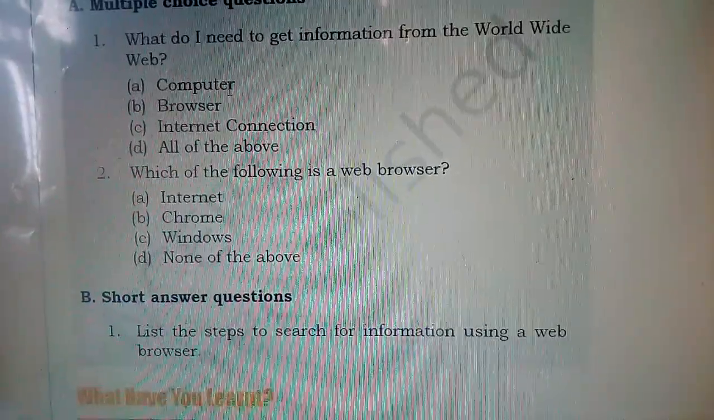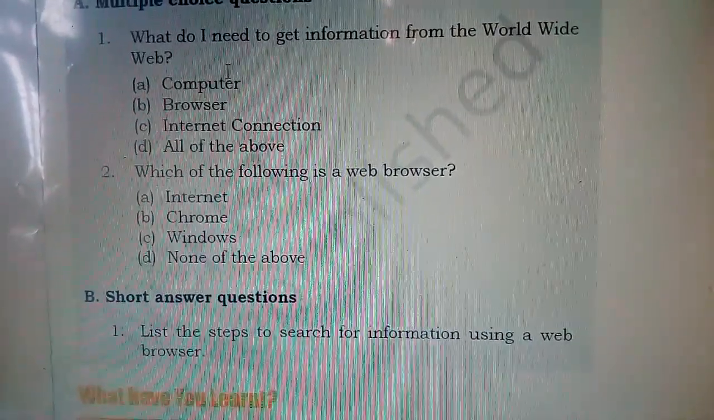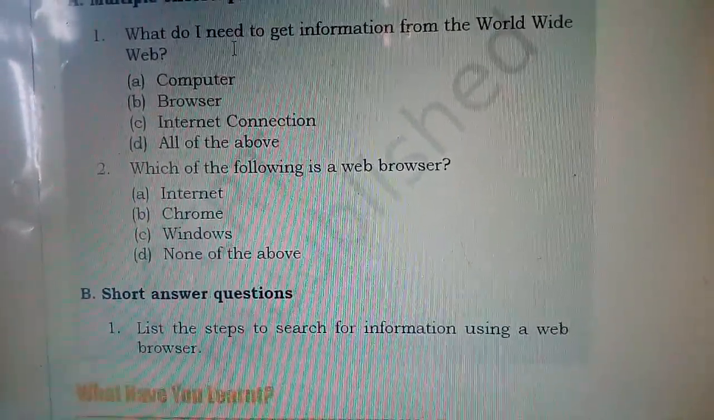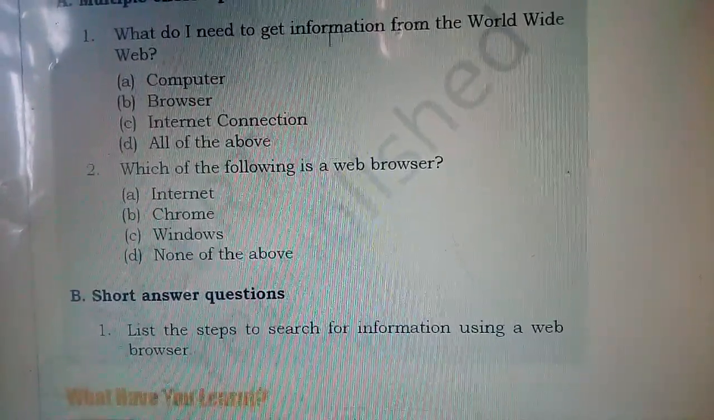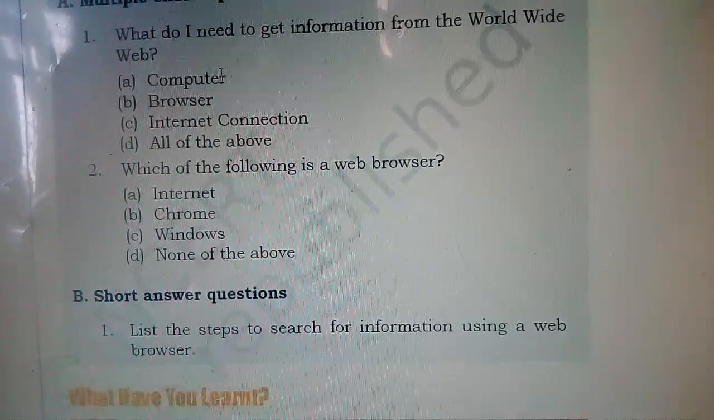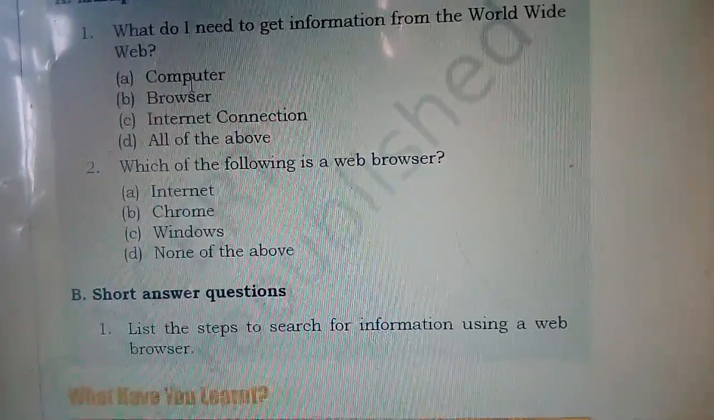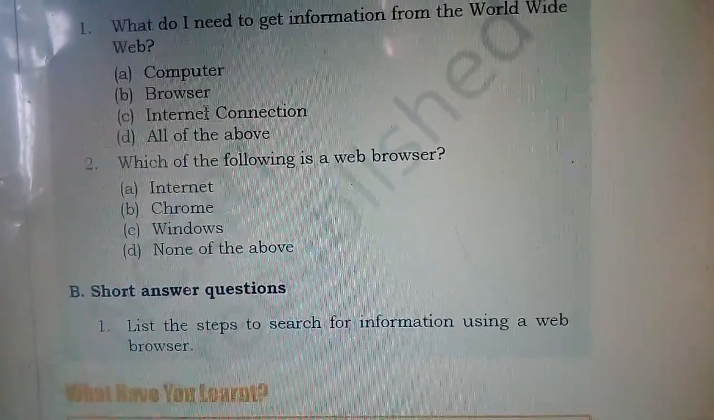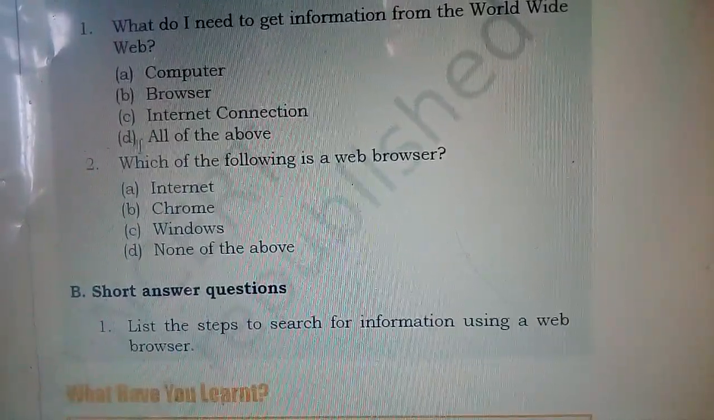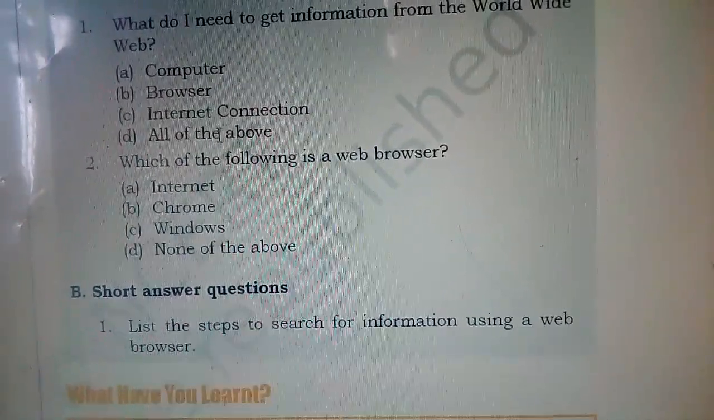So what will be the answer? What do I need to get information from the World Wide Web? You need all of these. Computer, browser, internet connection, all of the above. So the answer will be D, all of the above.